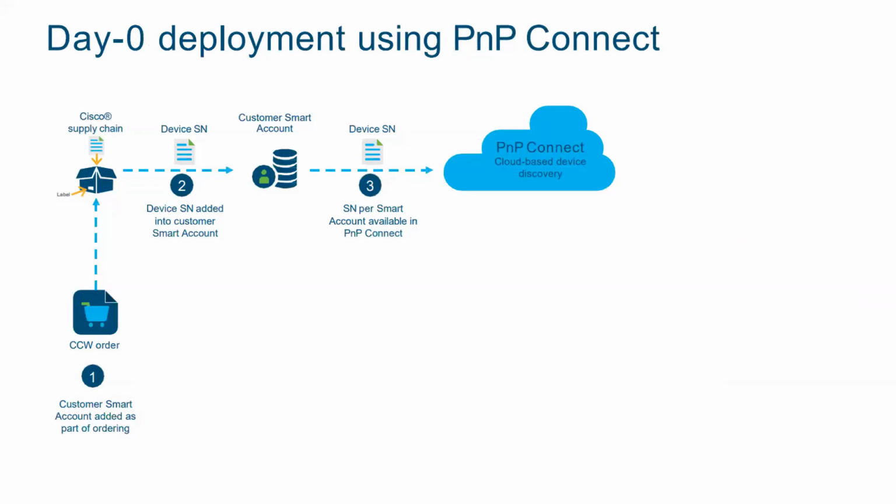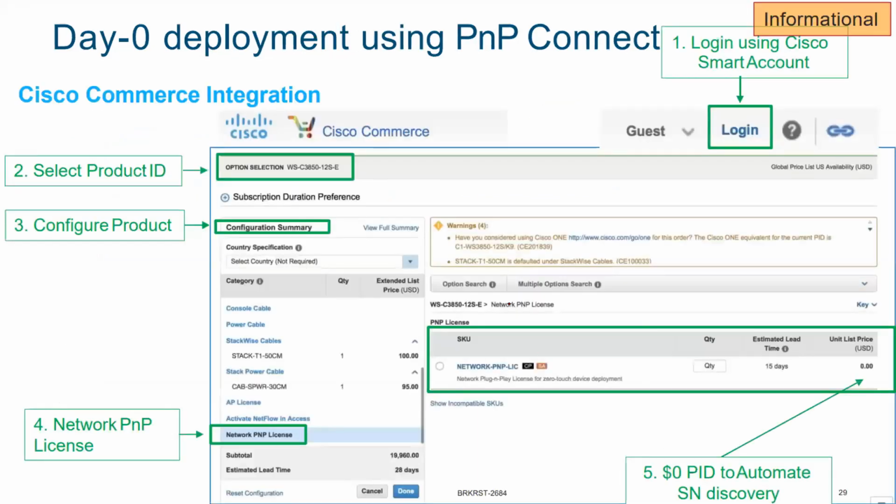Now, in case of cloud redirect, how does it work? We know that when we order a device on CCW, we have the possibility to add the serial number immediately, and we can add it to our smart account. But it's not going to work automatically unless I make a selection.